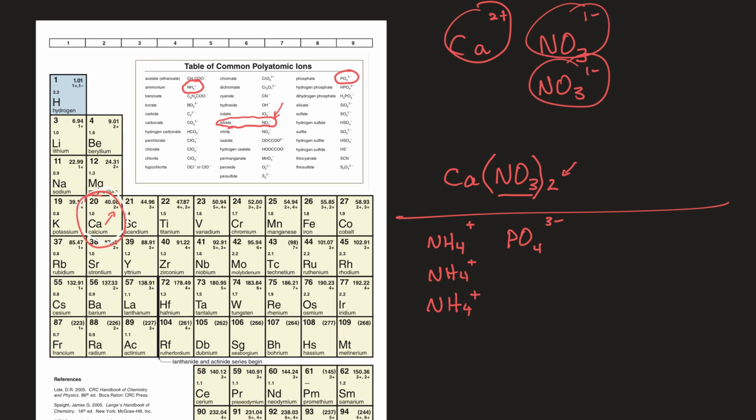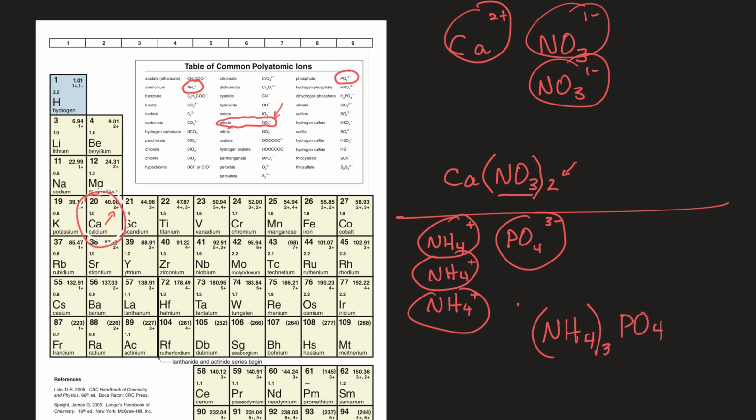Good, so now I have 3 pluses and 3 minus. So for every 3 ammoniums, I have 1 phosphate. So to write the formula for that, I'll have NH4, but I need 3 of them. So I put this in brackets and put a 3 there, and then PO4. So that'll be the formula for ammonium phosphate.